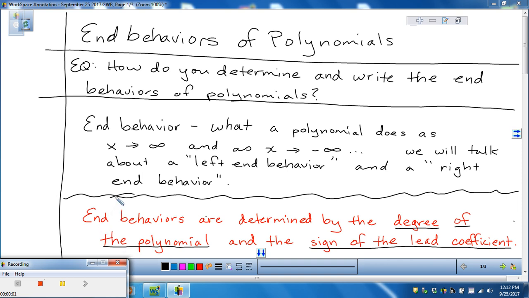Welcome to notes on end behaviors of polynomials. Our essential question is, how do you determine and write the end behaviors of polynomials?